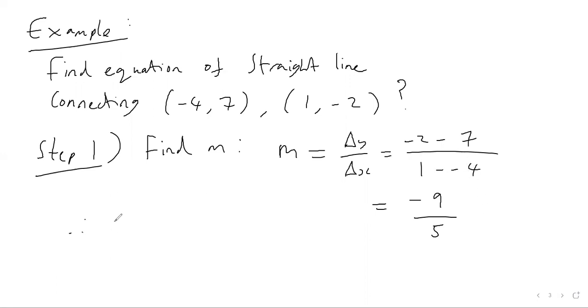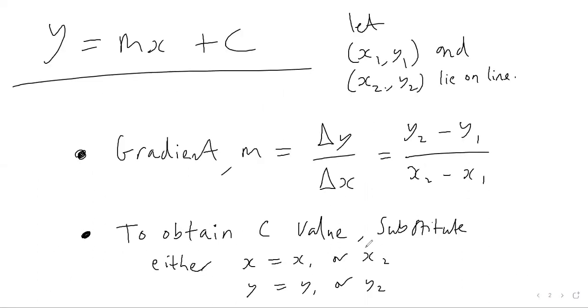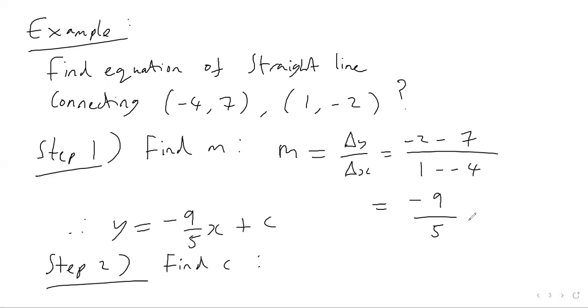So therefore, we know the equation is going to be of the form y equals -9/5 x, and then plus c. Now, the next step is to actually work out what that c is going to be, so to find c. And again, same idea as we mentioned here. You just want to substitute in either your first coordinate or your second coordinate into the equation, and then you can rearrange to get c. Let's substitute in this second coordinate just because the numbers look easier.